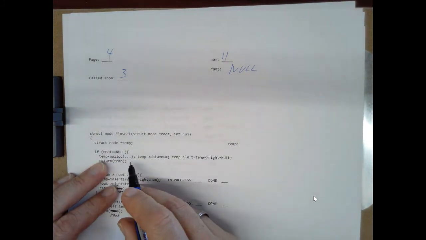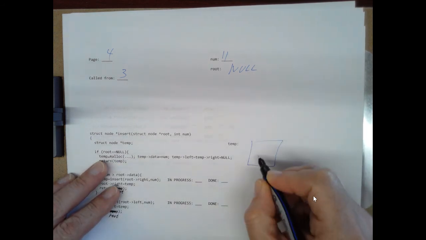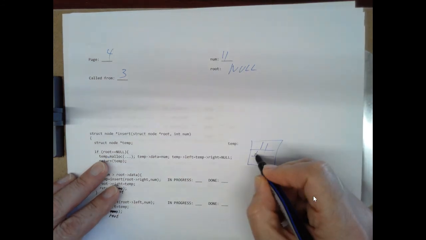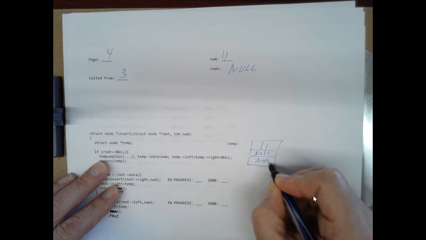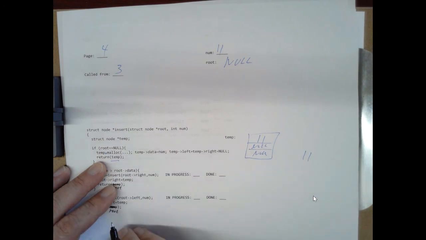So now the code starts to execute. If root equals null, which it does, so it's going to say temp equals some new node, right? And we set the data value equal to num, which is 11, and these are null. So this is just a tree consisting of a single root, 11. And we return that as the function value of insert.